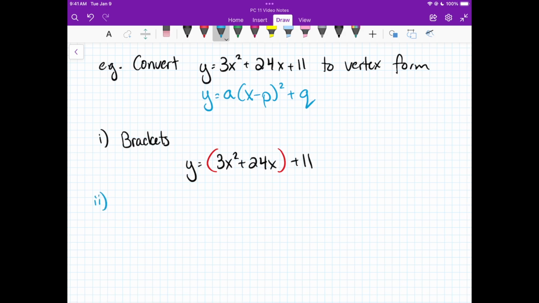If you look at your vertex form, you'll notice that the a value needs to be on the outside of the brackets, but for us, it's currently on the inside, and we don't want it there. So step 2 is we are going to factor out the a value. We're going to do this like common factors. We're not actually doing common factors here. We always take out the a value, even if it's not common to both terms. So even if you end up having to, say, divide a 7 by 2 or a 15 by 4, you still have to take that a value out.